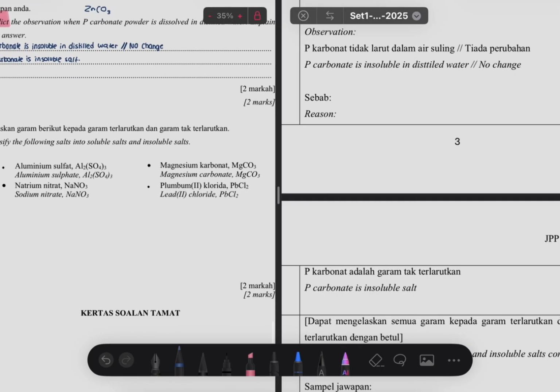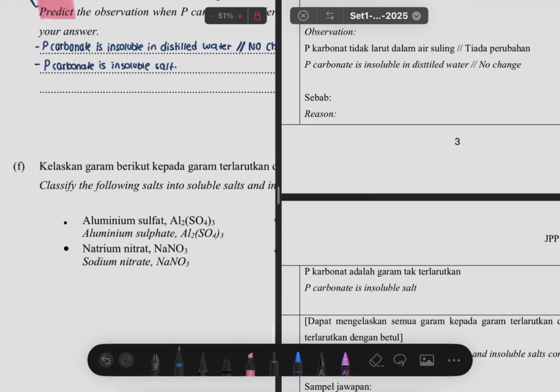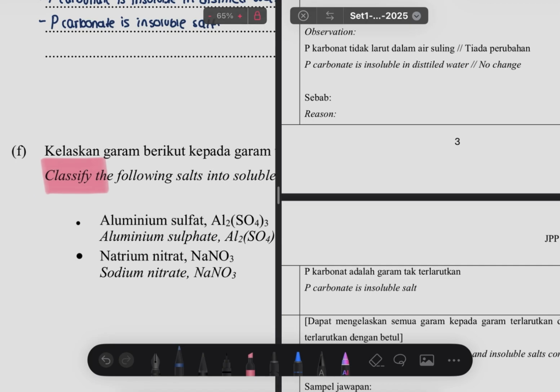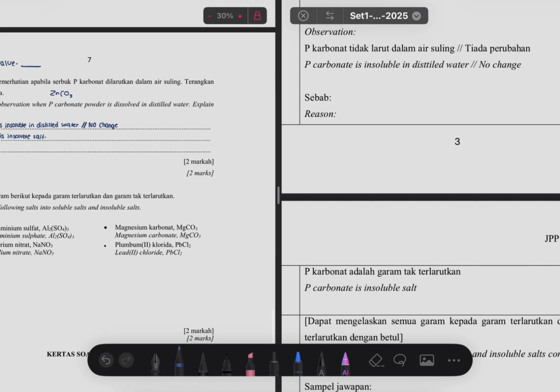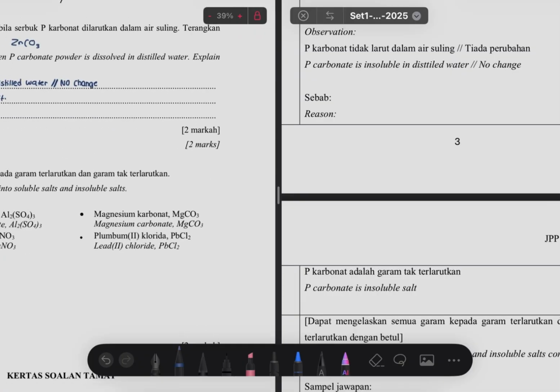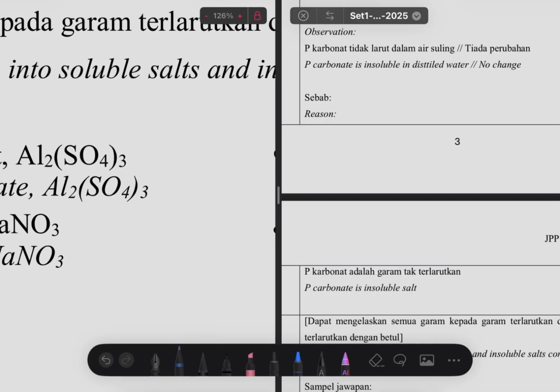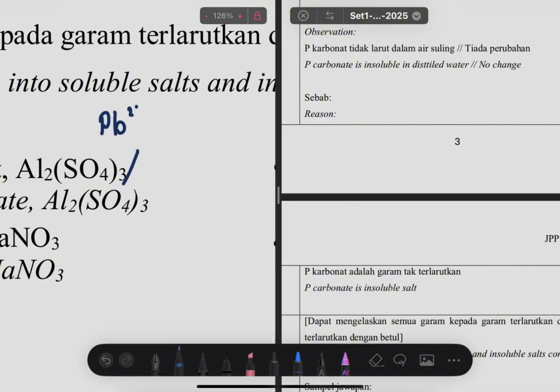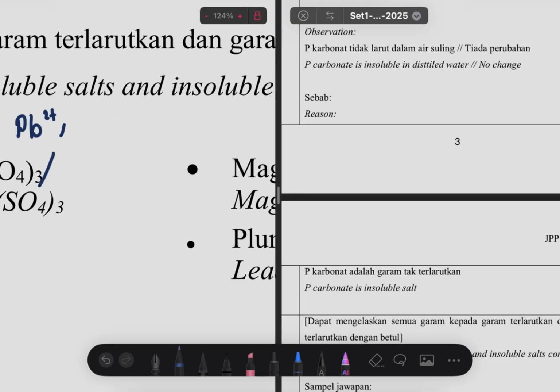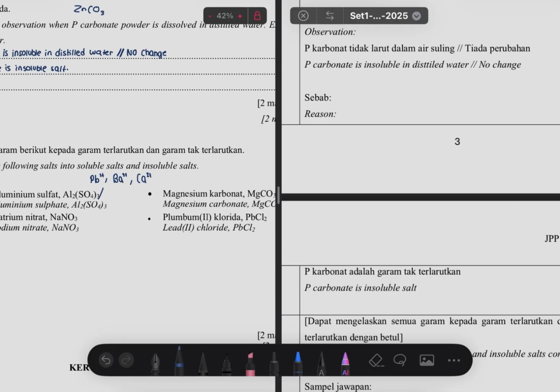Classify the following salts into soluble salts and insoluble salts. Okay, so I'm not going to do a table, but when you want to classify, make sure to do a table. Here you have to memorize the soluble and insoluble salts. Aluminium sulfate. For sulfate, I like to remember it as Persatuan Bahasa Cina. So sulfate salts are insoluble, it's Pb, Persatuan Bahasa, barium, Cina, calcium. Nitrate, all nitrate salts are soluble.